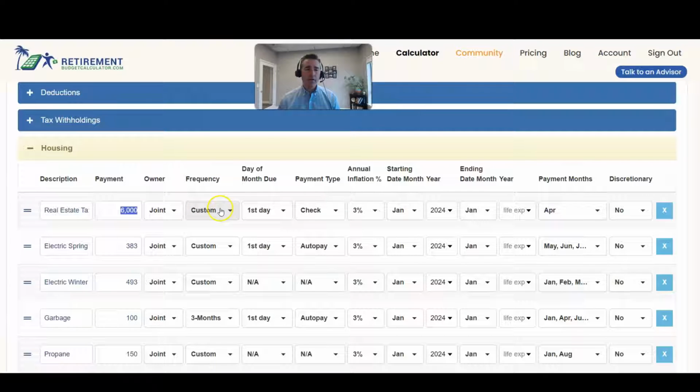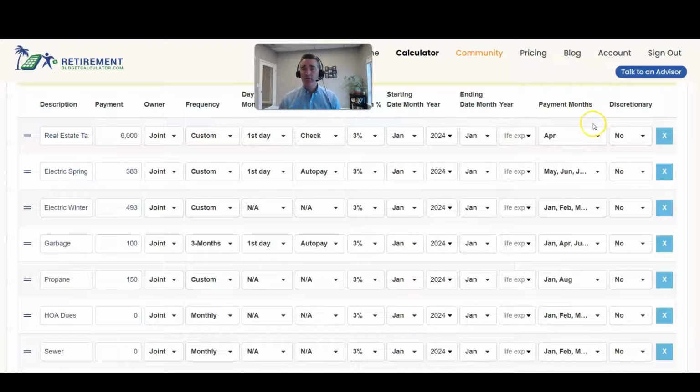And we have the frequency set to custom. And you're really going to like this custom feature as I explain it to you. Custom means in this case that they're going to pay that expense every April. Now, if we set it to annual, by default, it automatically makes it a January expense. By coming over here to the payment months, we can specify the specific month that they're going to pay that bill. So they pay their property taxes every year in April. Now, the next thing I want to show you is their electric bill.